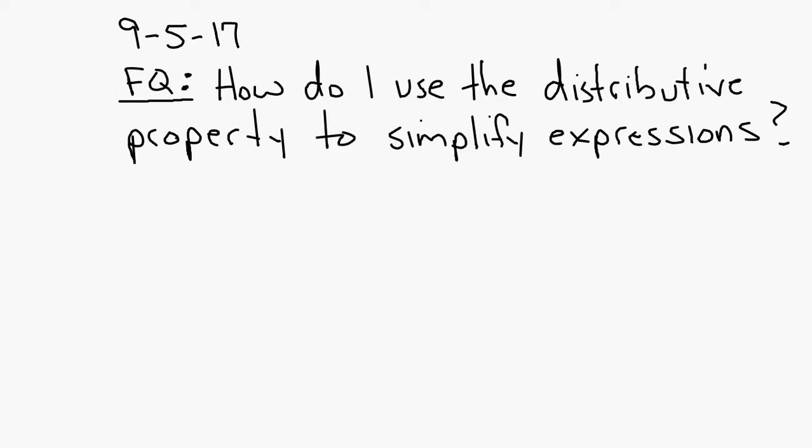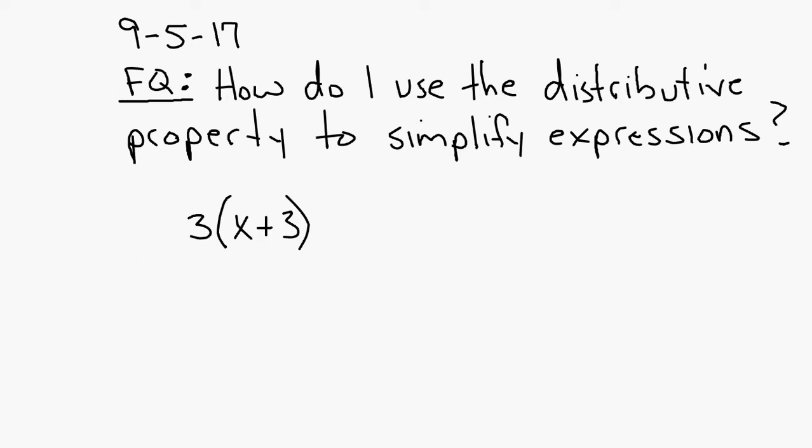All right, the distributive property is applied when you have a number or a variable outside of parentheses, and then inside the parentheses you have a number and a variable. So this is an example of an expression where you would have to do the distributive property to simplify the expression. And what this means is 3 times x plus 3.